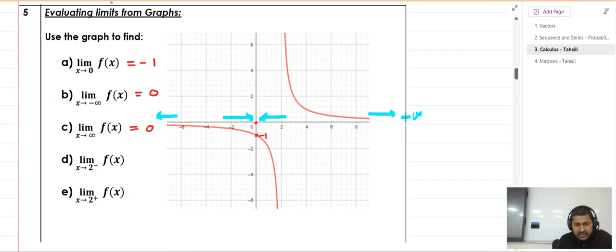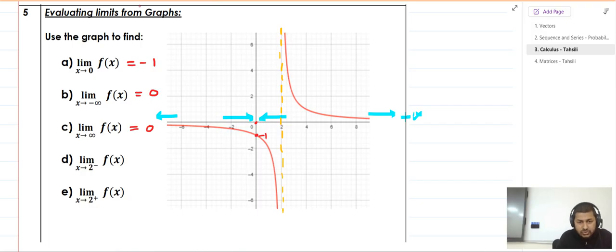Next one, limit as x approaches 2 from the left. Now 2 from the left is this graph here. So remember, at 2 what's happening? The graph in the first quadrant is going straight up, right? And 2 from the left, the graph is going straight down. So there's like an infinite discontinuity there, like a vertical asymptote here, right? Because that's what's happening on this graph. We can see that there's an asymptote at 2.